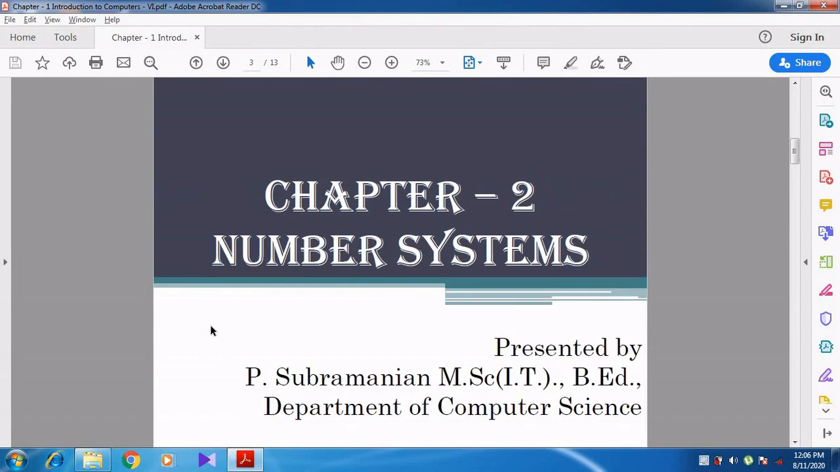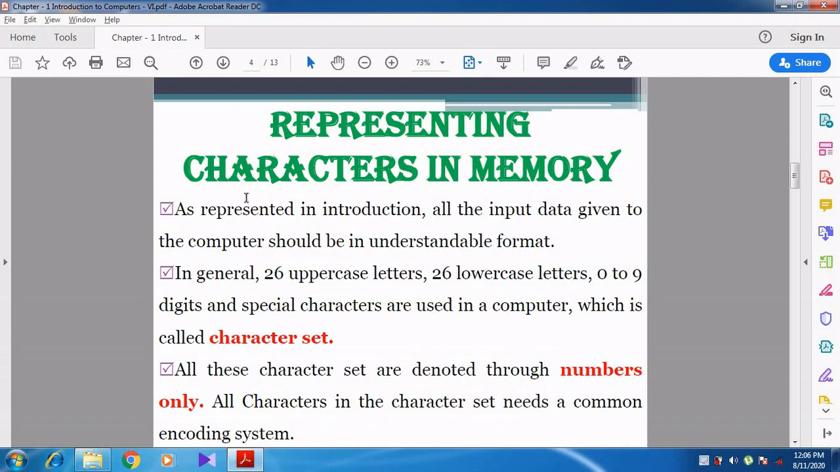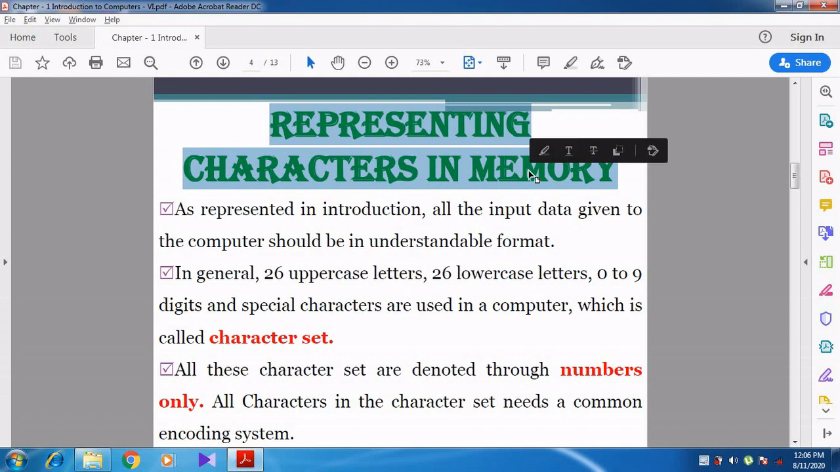So in this video we are going to discuss the last topic in chapter 2, number systems: representing characters in the memory. So how are the characters represented in the memory? See, actually we are typing the characters only. We are typing the alphabets, we are typing the numbers, we are typing the special characters.